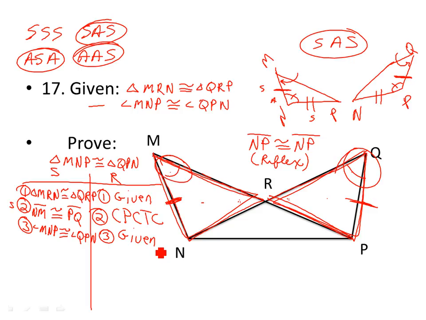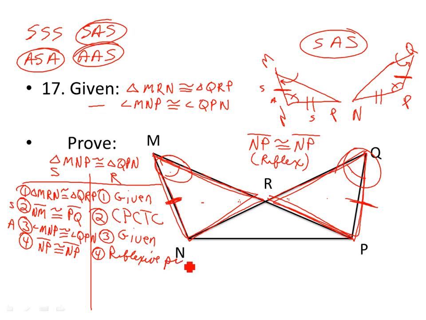What do I put out here beside the 3? Is that enough to say the two triangles are congruent? Now we need something else. What else did we need? Segment NP is congruent to segment NP. How did we know that? Reflexive property.